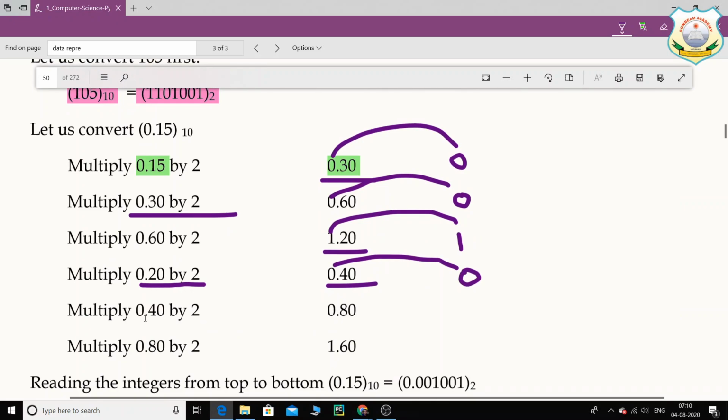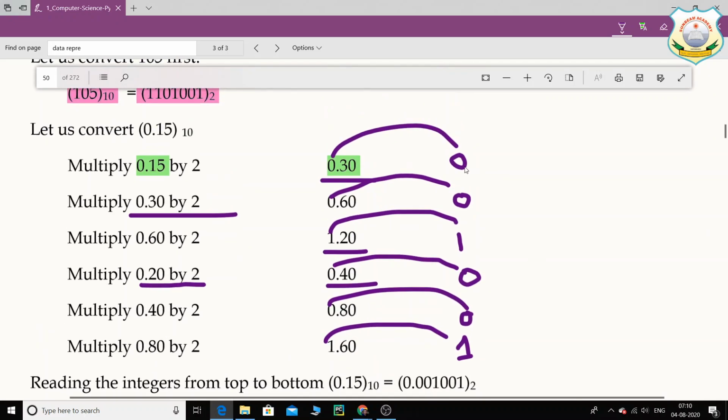Right. Then again, this is the answer. 0.40 multiplied by 2 is 0.80. So again, write the 0 out here. Again, if I multiply that by 2, that is 1.60. Write the 1 out here. So this procedure keeps on going on, children, unless and until you get 0. So you can go till 6 steps. Fine.